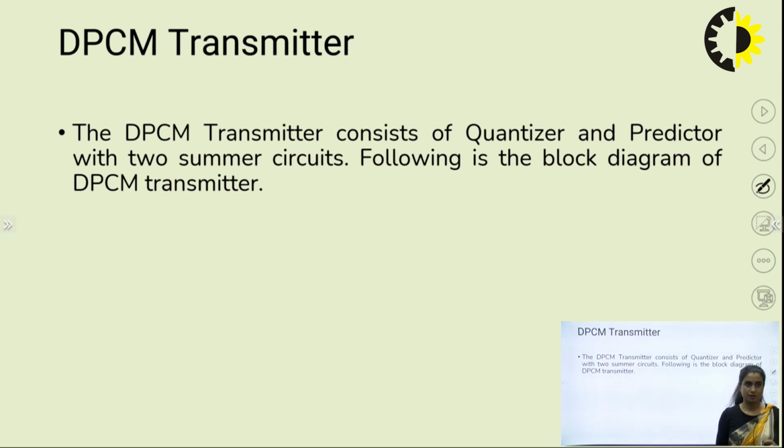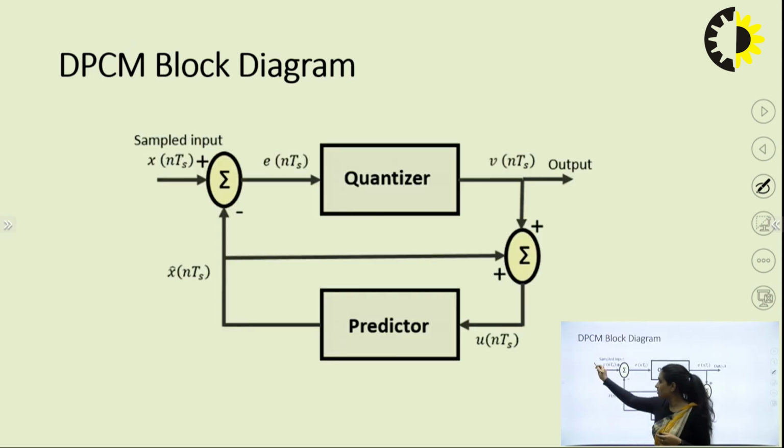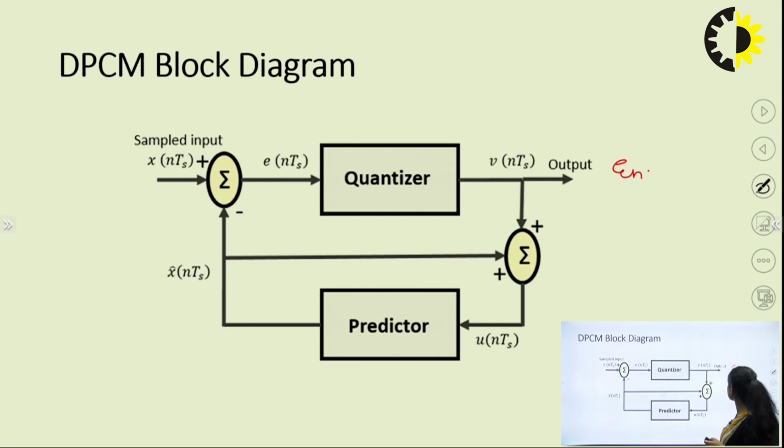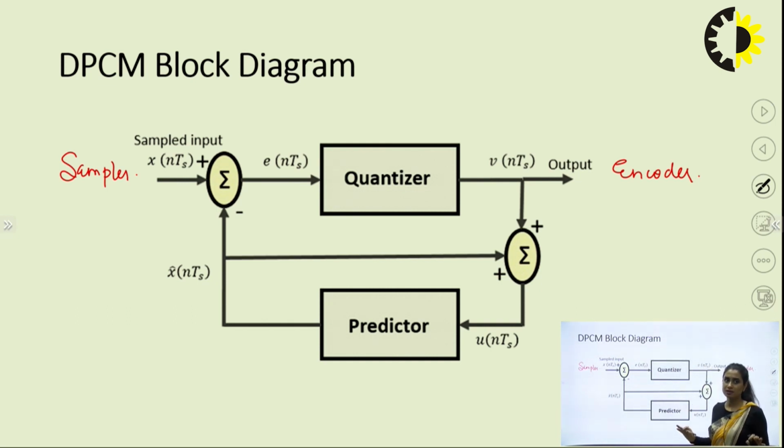So the transmitter would consist of a quantizer, a predictor with two summer circuits. This is how it looks. Before that, I'll have a sampler, of course. After the quantizer, I'll of course have an encoder. As these two blocks are similar, the difference I observe is in the quantization. This block diagram is used to represent the PCM, DPCM.